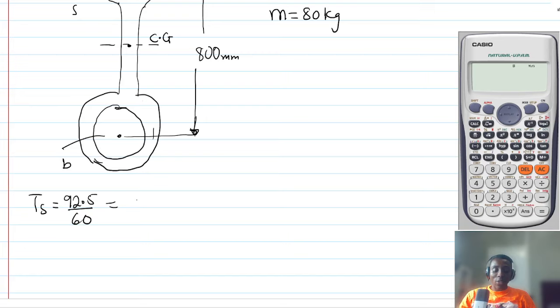Okay, and if you do this, it's going to give you what? So let's calculate the period for the small end. You take 92.5 and divide it by 60, and that's going to give you 1.5417 second.